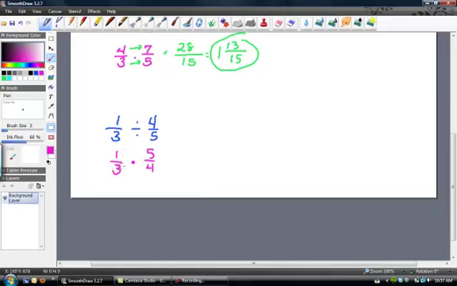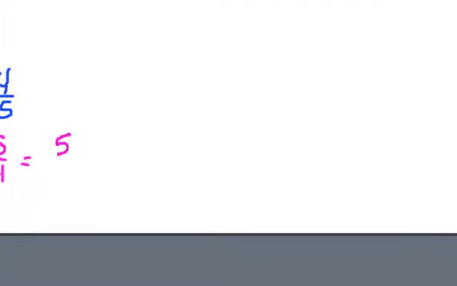You may remember keep it, switch it, flip it. That's a common phrase that people use to help them remember. In this case, it's keeping the first one, switching the sign, and then flipping the second fraction so that you're multiplying by the reciprocal. And then you're simply multiplying across. So 1 times 5 is 5, and 3 times 4 is 12. We can do another example of that kind.